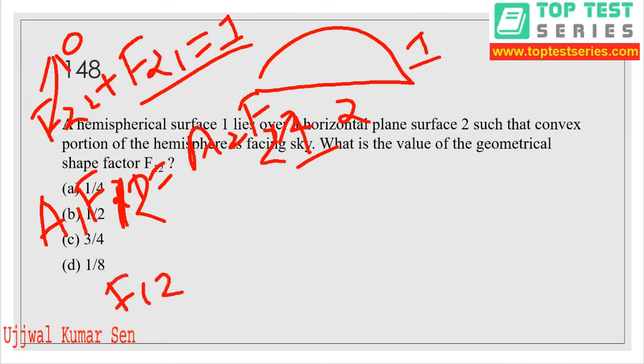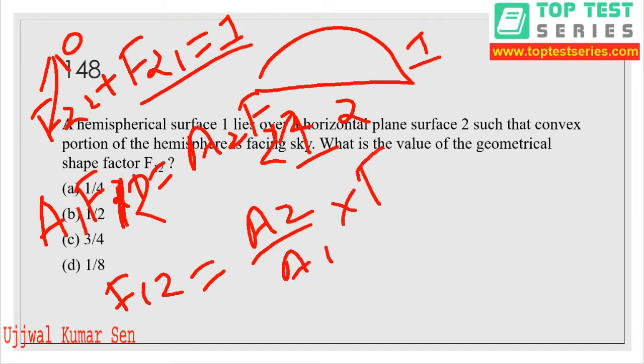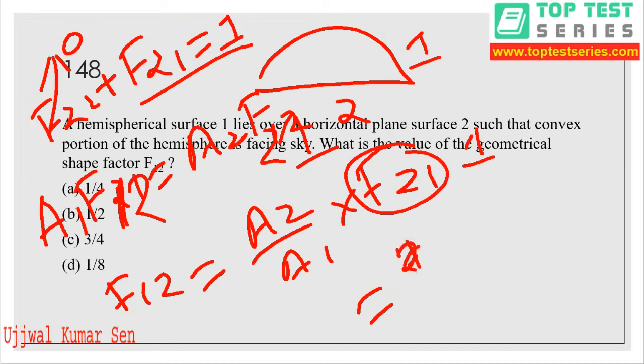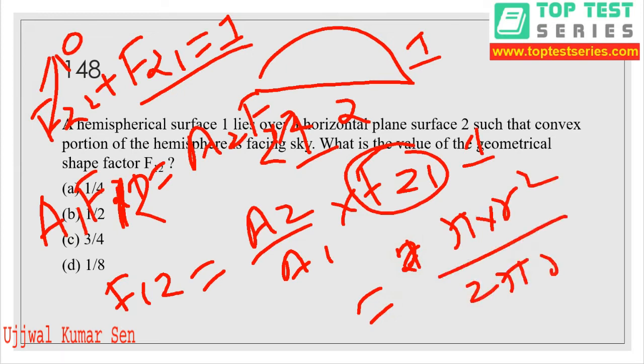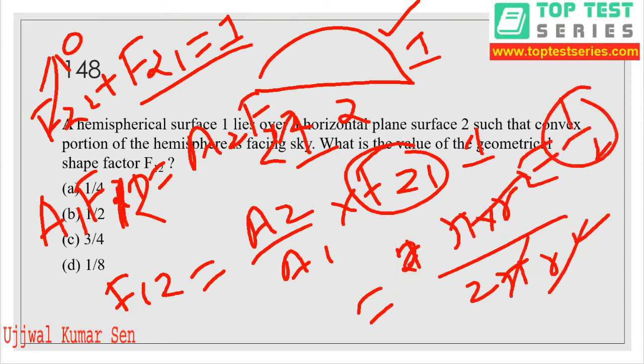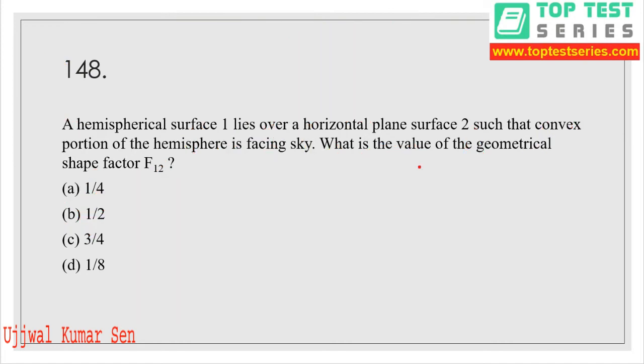So F12 is equal to A2 by A1 multiplied by F21. F21 we have as 1. A2 means pi r square, but this should be 2 pi r square because it is a hemisphere, so half of the sphere. These cancel out. What are we getting? Half. Half means option B. You will see option B is the correct answer for this question.